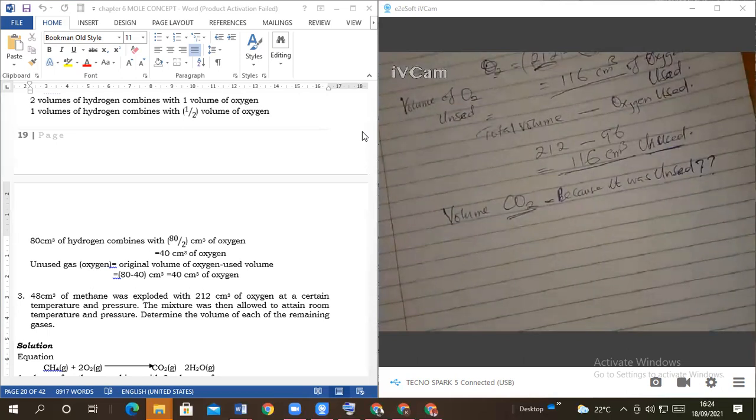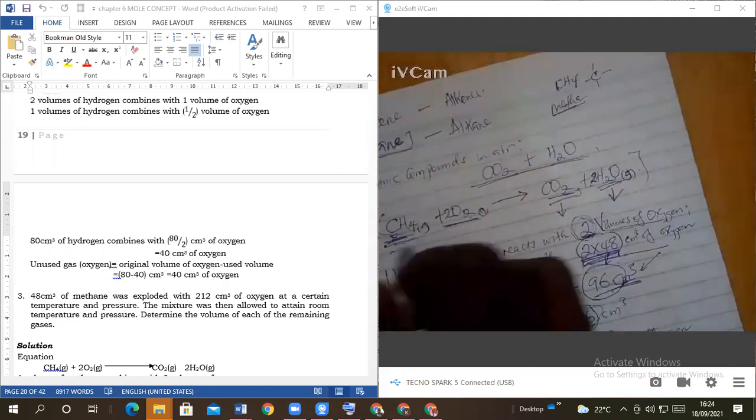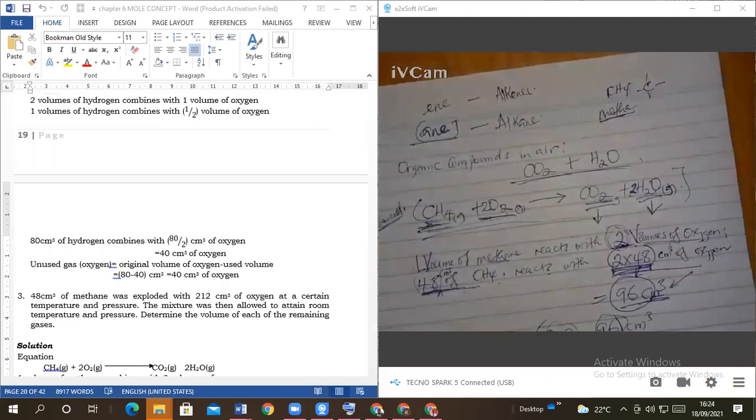Teacher, could you pull the paper down so I can see the equation? It's on the screen. Who is asking? Shelly. Shelly, I want the volume of carbon dioxide because it was also unused. Use the equation here, this one, to determine the volume of carbon dioxide here. Because we used 48 of methane.